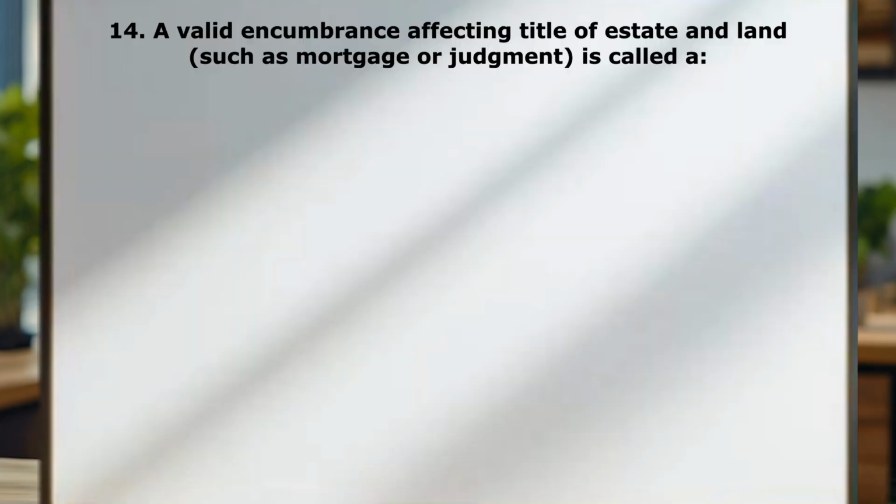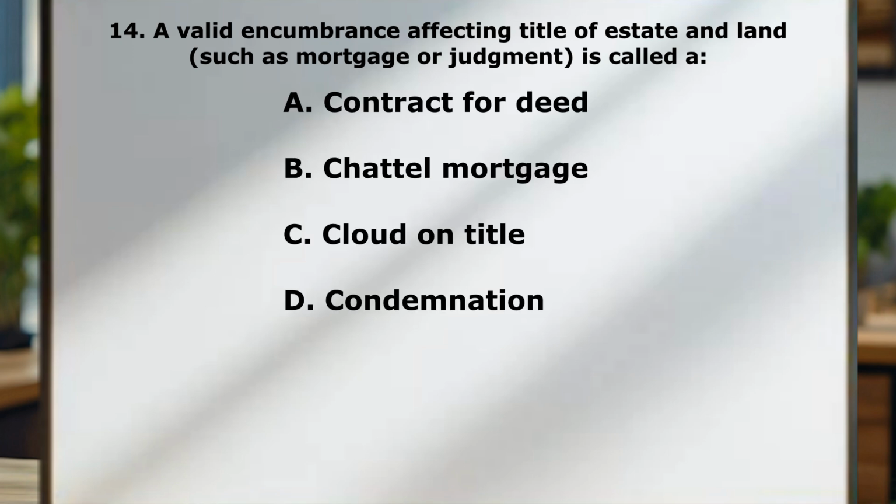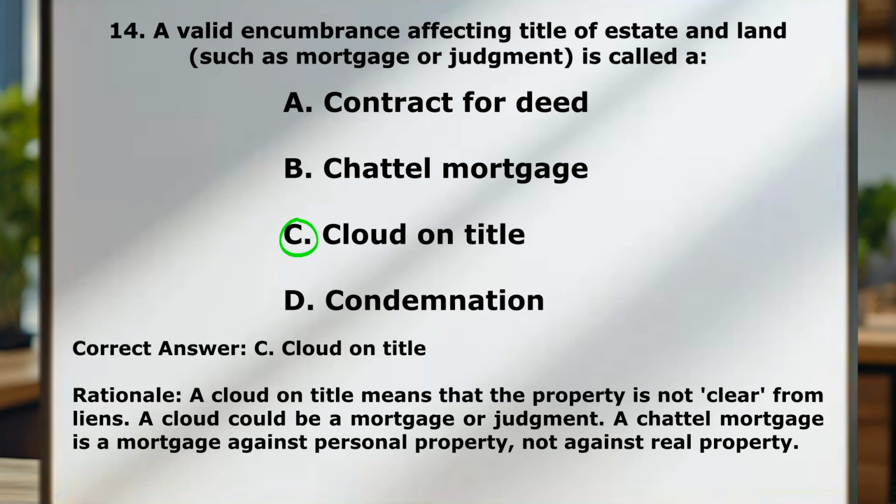Question number 14. A valid encumbrance affecting title of estate and land, such as mortgage or judgment, is called A. Contract for deed, B. Chattel mortgage, C. Cloud on title, D. Condemnation. The answer is C. Cloud on title. And so a cloud on title simply means that the property is not clear from all liens. A cloud could be mortgage or judgment. And a chattel mortgage is a mortgage against personal property, not against real property. If we go back to an earlier question, we know the definition of chattel is personal property.